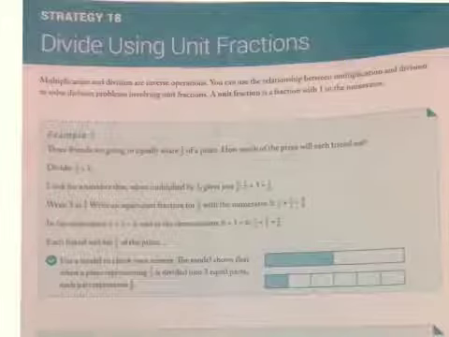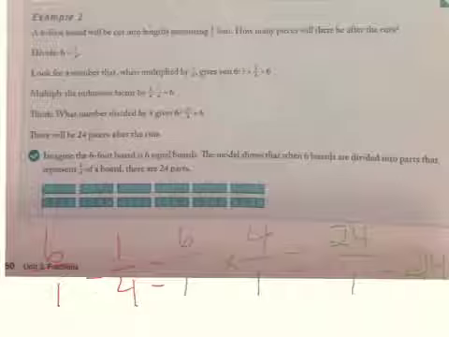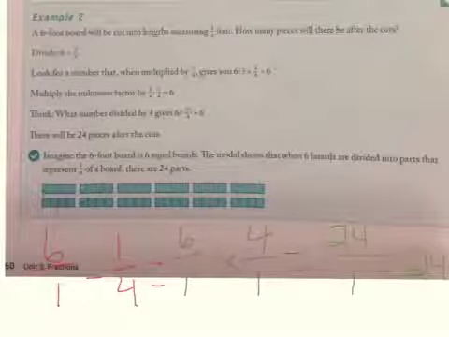Okay, let's look at example 2. We have a 6-foot board that will be cut into lengths measuring 1/4 foot. How many pieces will there be after the cuts? So we're going to divide 6 divided by 1/4. The instructions tell us to look for a number that when multiplied by 1/4 gives you 6. So the unknown factor times 1/4 equals 6. Think about it: what number divided by 4 gives you 6? That's going to be 24.